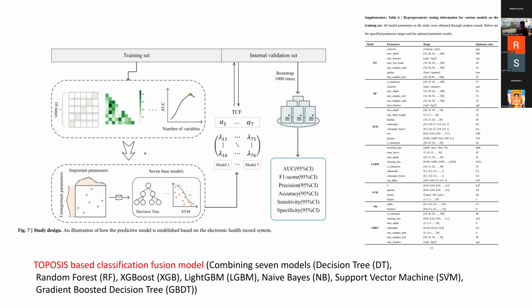And these were the model building steps they actually used. Initially there was a training set, and all that data was then given for internal validation. Internal validation included 7 different models. The details of the models are given below: decision tree, random forest, XGBoost, LightGBM. All these are different AI-based models which you can use for training. The data was given into all these models and the final model was a fusion of all these base models, called the stacking-based classification fusion model. And then they did the internal validation on the available data using this TCF model.